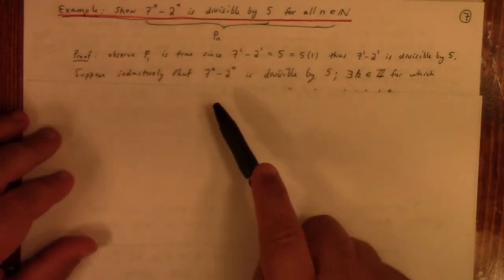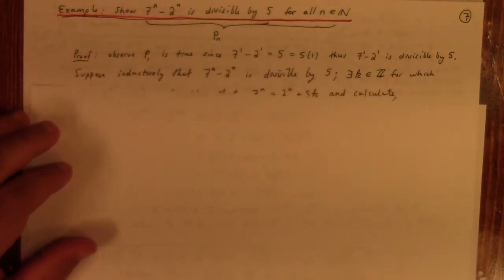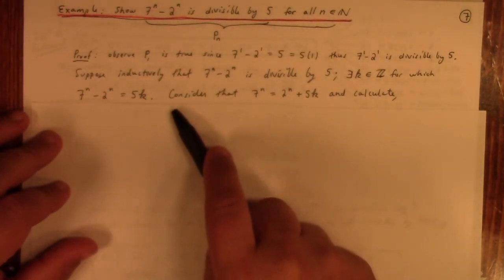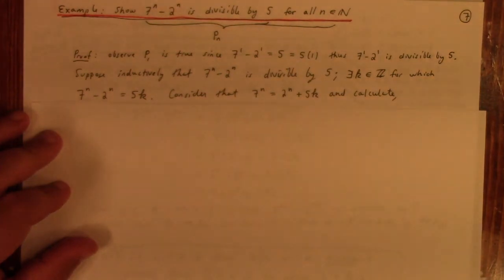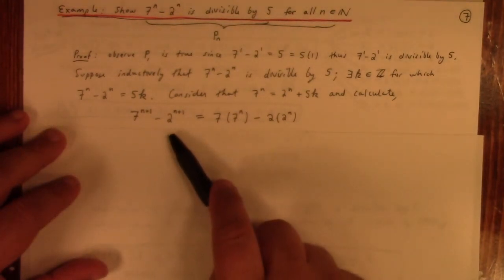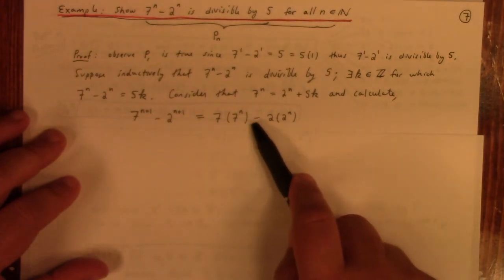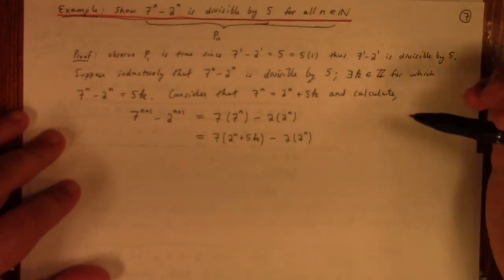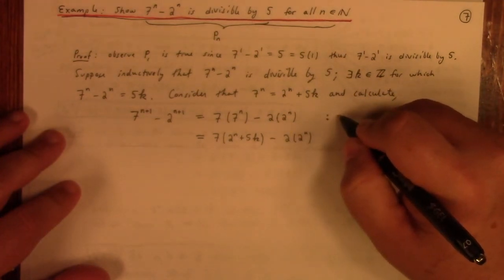So we're going to suppose inductively that 7 to the n minus 2 to the n is divisible by 5. That would mean that there exists a k for which 7 to the n minus 2 to the n is equal to 5 times k. But notice that 7 to the n is equal to 2 to the n plus 5k, and so we can calculate that 7 to the n plus 1 minus 2 to the n plus 1 is 7 times 7 to the n minus 2 times 2 to the n. I'm trying to write the reasoning over here, it's just good practice. This is just algebra, a definition of power, really.